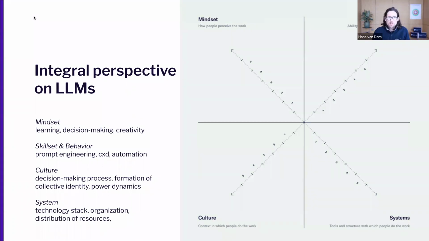And of course, large language models help with creativity, right? So if you're stuck trying to do something, you can ask ChatGPT 20 different ways of doing something. So it's going to boost creativity as well. So that's the inner world of individuals. Then we'll talk about the outer world of individuals, the skill set and the behavior.